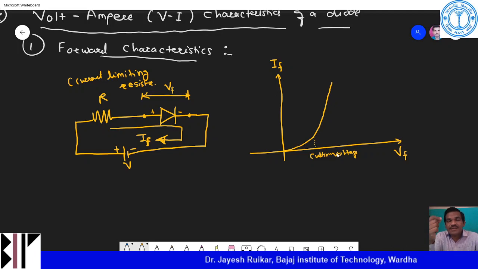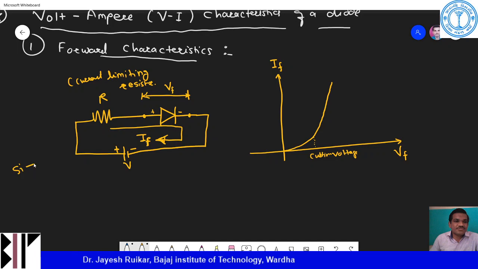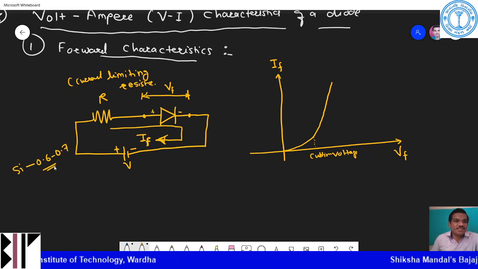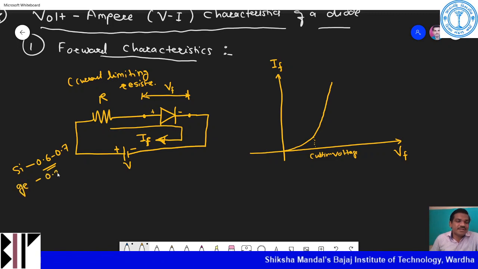Okay, and then for germanium, this we have already discussed. For silicon it is 0.6 to 0.7. You will mostly see that it is in this range. And for germanium, it is 0.2 to 0.3. This is the cut-in voltage.